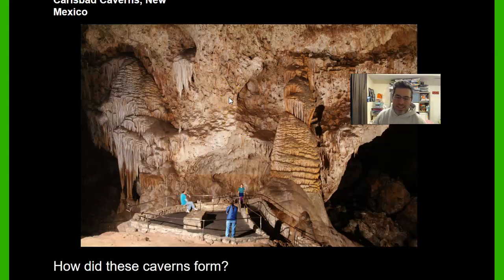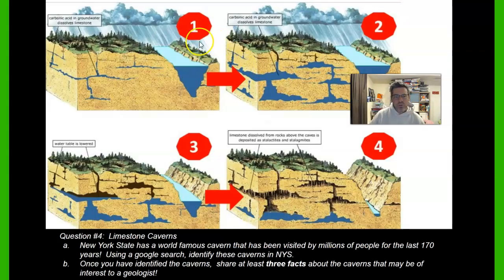Okay. Well, you might have guessed it, guys. It's limestone. So how the heck does this form? Let's break it down for you with this sequence of 1, 2, 3, 4. What happens is that rain falls and it mixes with CO2. There's carbon dioxide in the air, and you get a very weak acid.